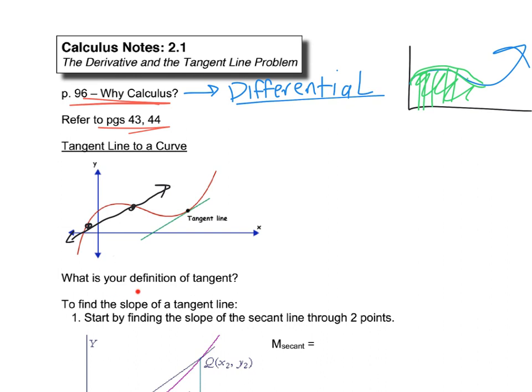So what is your definition of a tangent line? That's just a line that touches a curve at exactly one single point. So a tangent line touches a curve at one single point.